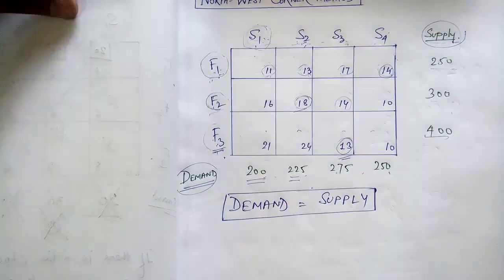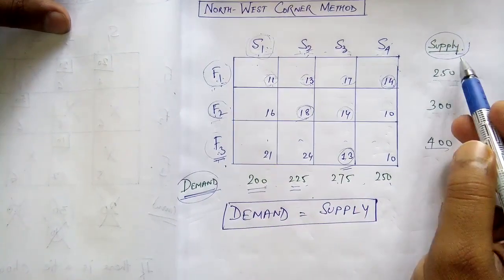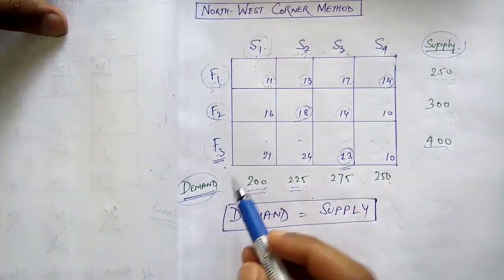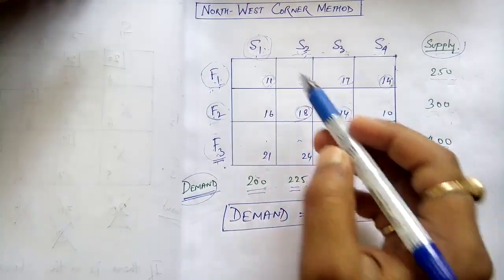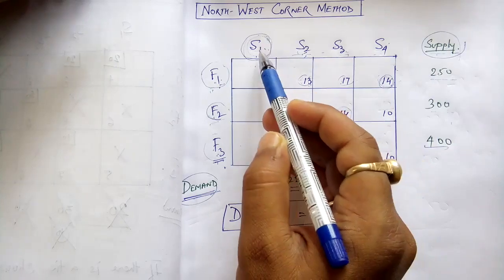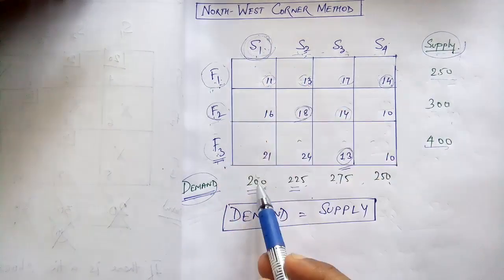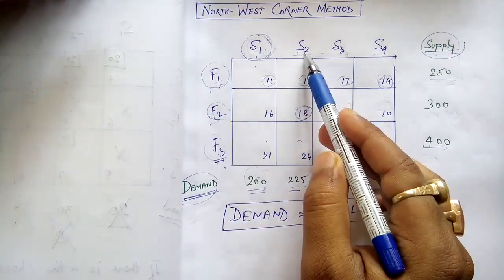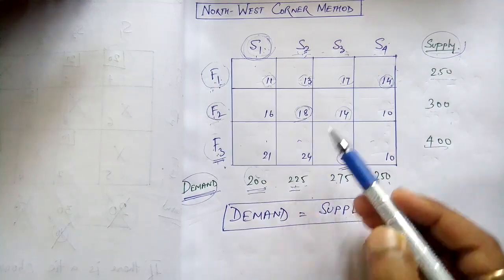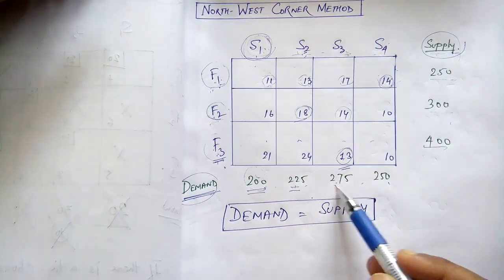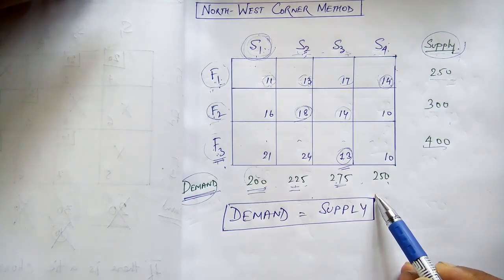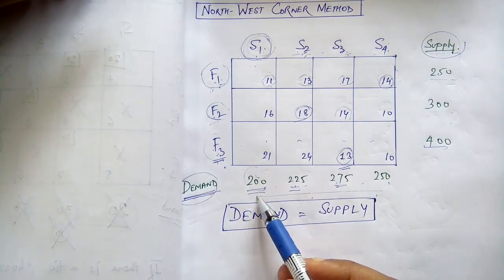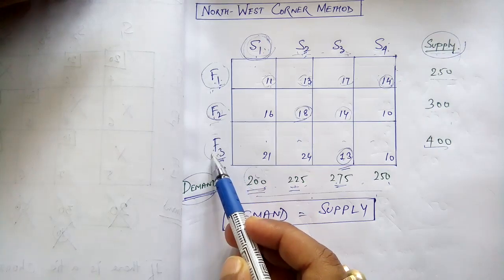Another very important thing is demand and supply. What is demand? Demand is the requirement of these stores. What is the total demand of this store? 200. What is the demand of this store? 225. What is the demand of this store? 275. What is the demand of store number 4? 250. Now who will fulfill these demands? Of course, these three factories.